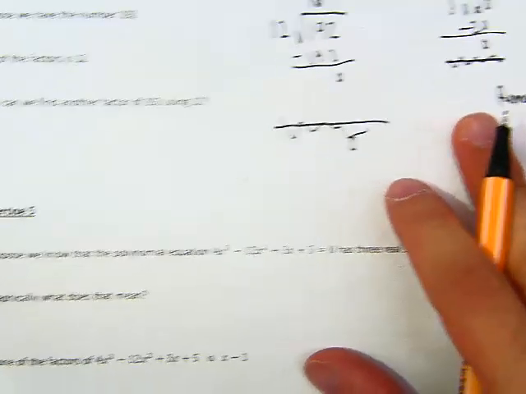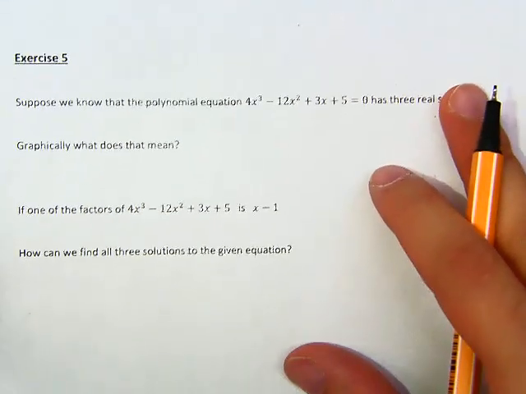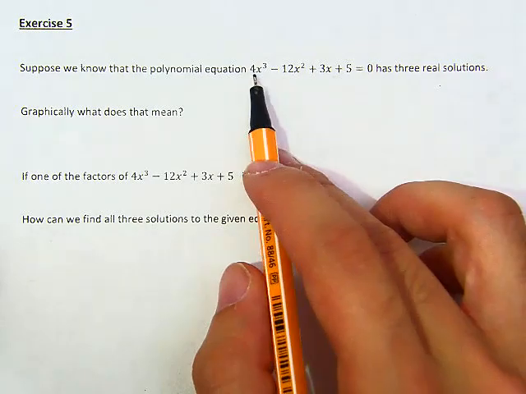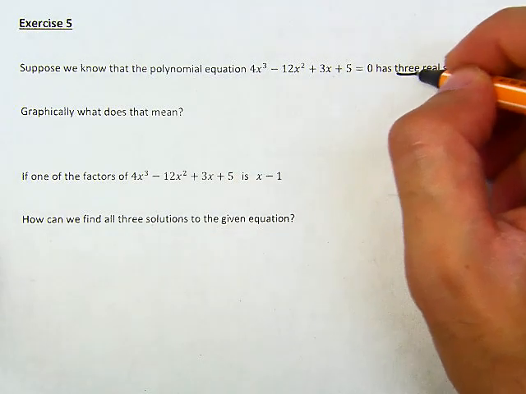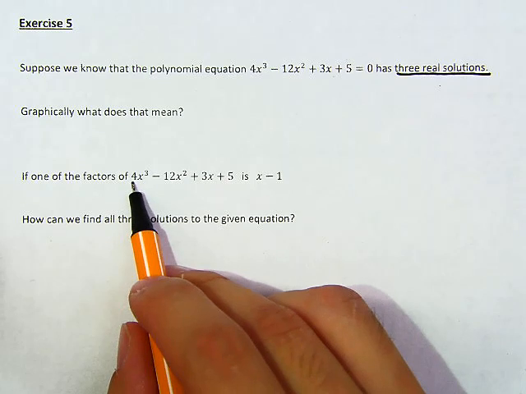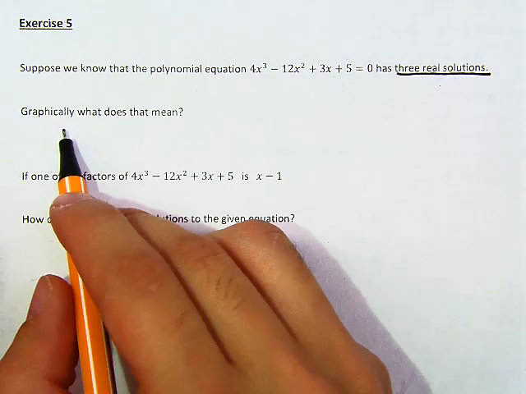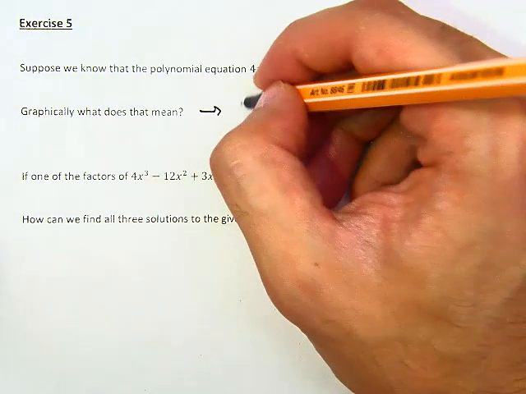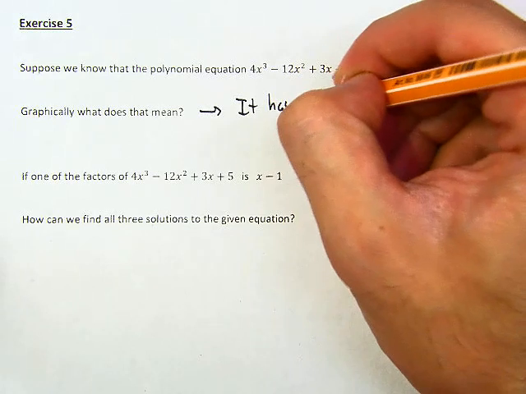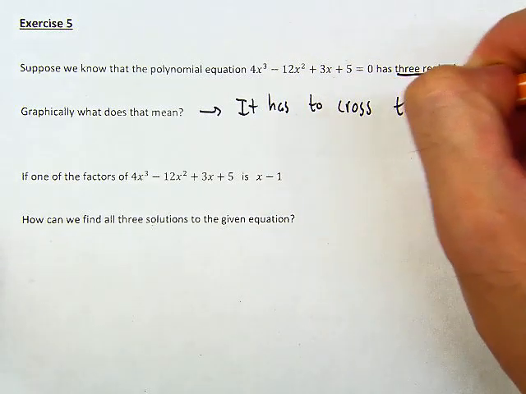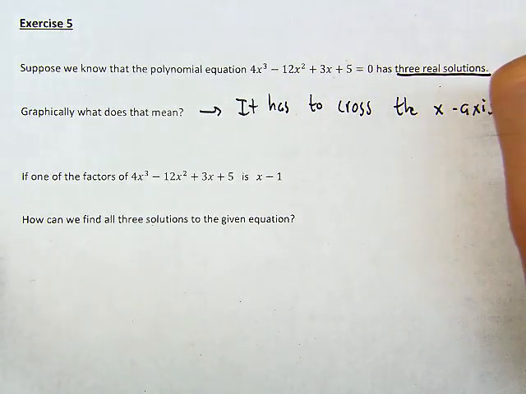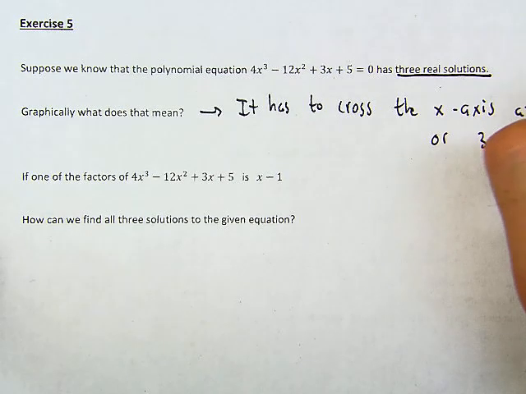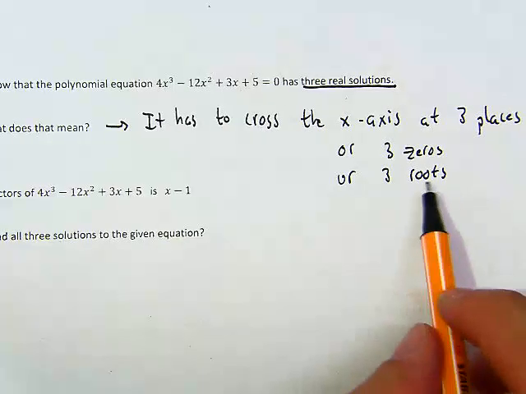Okay? Now, let's look at the next question. Let's say we know it has 3 solutions. And graphically, what does that mean? Take a second and pause the video. What does this mean graphically? It has to cross the x-axis at 3 places. Or you can say 3 zeros, or 3 roots, right? These are the new vocabulary words that we need to get used to.